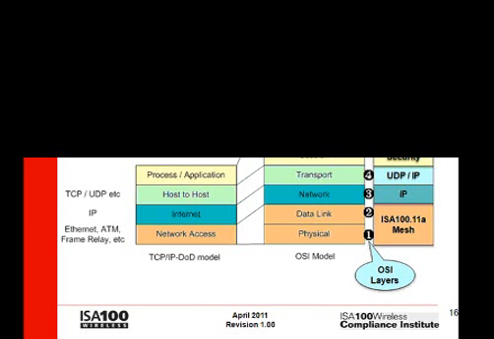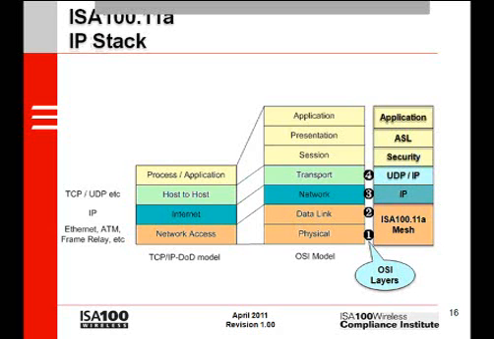This diagram shows how ISA100 maps into the standard OSI stack used by IP. The middle layers, 3 and 4, are standard UDP and IP. Layer 3 in ISA100 is IP. Layer 4 in ISA100 is UDP. That is the scalability strategy of the standard. ISA100 is as scalable as IP because it is based on IP.